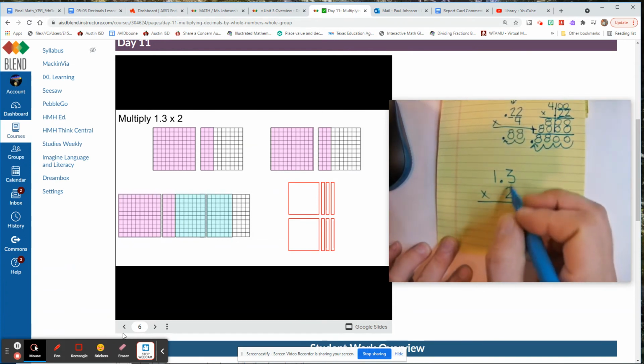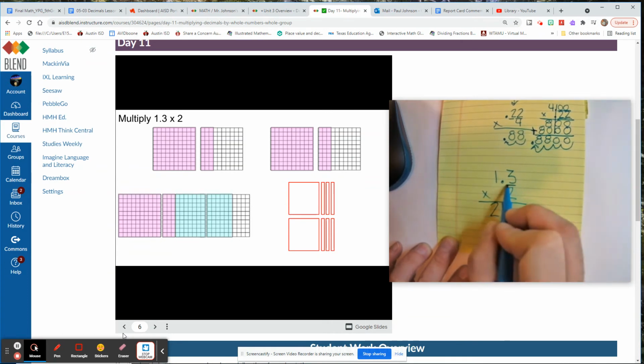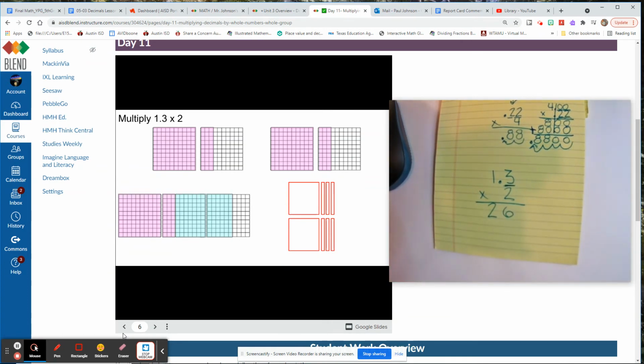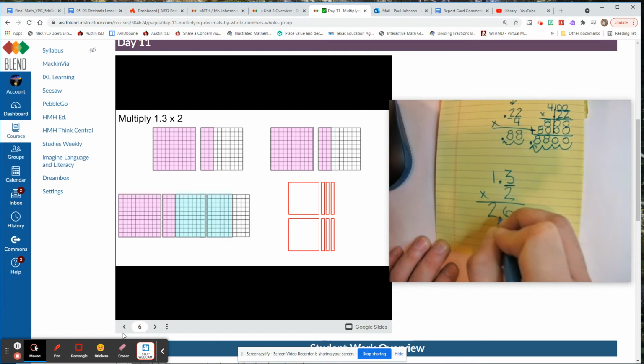All right, so 2 times 3 is 6. 2 times 1 is 2. Now we count how many decimal places are in our problem. We have a tenth in our problem, so we're going to put the same amount of decimal places in our product, our answer. There's a tenth in our answer.